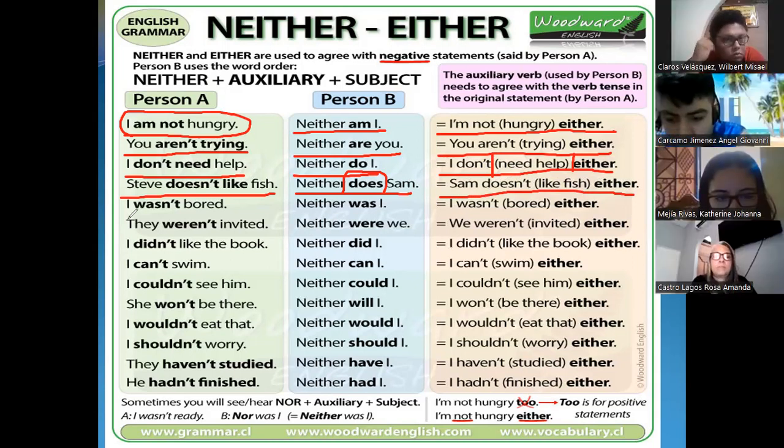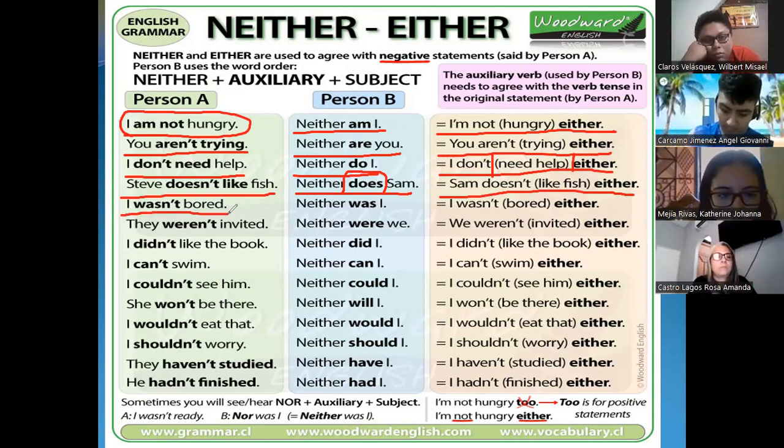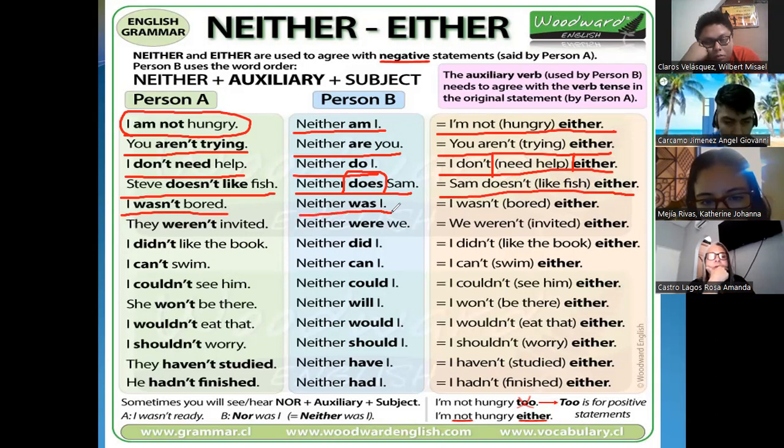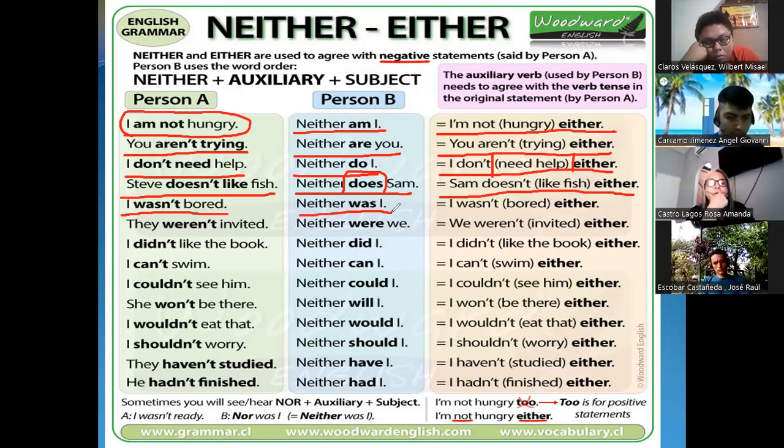What about with simple past? Was and were. Catherine? I wasn't bored. All right. Very good. And what about the next one? Neither was I. Neither was I, or? I wasn't bored either. All right, repeat, please. I wasn't bored either. Very good.